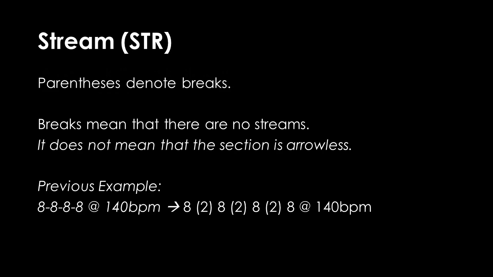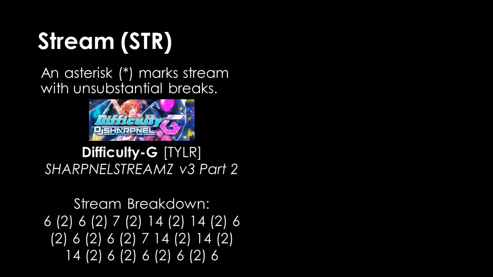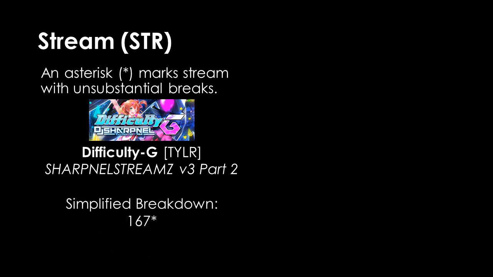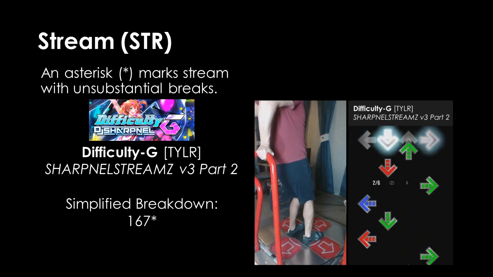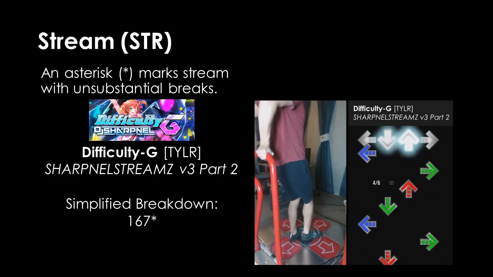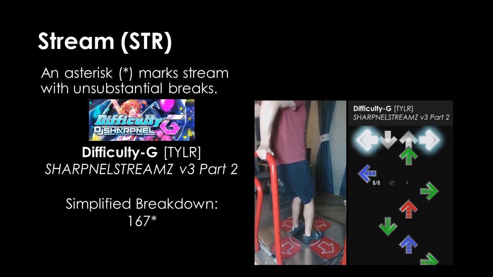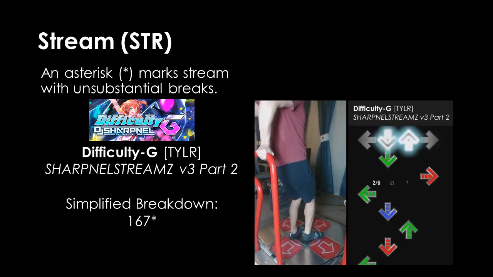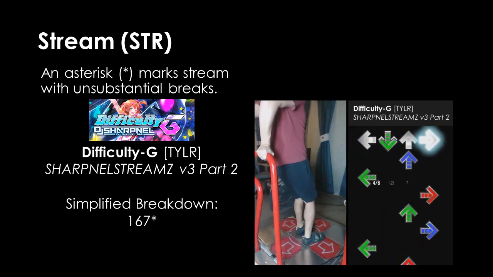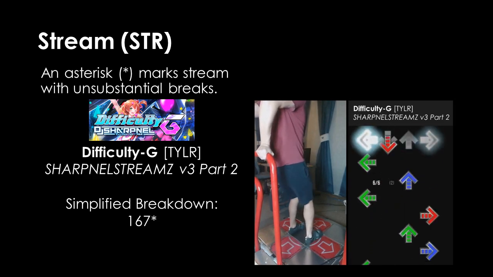A number marked with an asterisk marks stream that has any number of unsubstantial breaks between. For example, the breakdown for difficulty G in Sharpnel Stream's V3 has a lot of tiny breaks, so using an asterisk notation lets you take what would normally be a very long breakdown that's difficult to read at a glance and simplifies it. This is basically saying there's effectively 167 measures of stream with no particularly good breaks. And just for reference, this is what one of those breaks in difficulty G looks like. It's really not much of a break at all. Rather than marking every single 2-measure break, it's much easier to just use an asterisk to shorten that notation out.